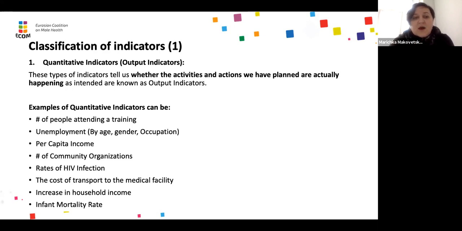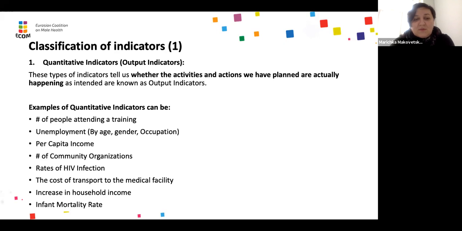For example, what kind of indicators may you have in this case? You may have the number of people attending the training. It's a very simple indicator, and I believe that all of you were gathering it after each training and seminar, and you probably understand what I'm talking about. For example, it's unemployment level, and here you may have disaggregation by age, gender, occupation. Later on, we will talk about that.